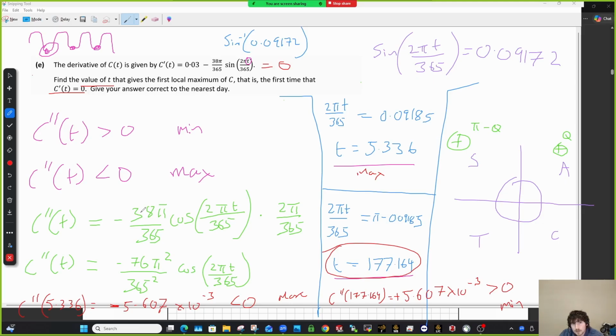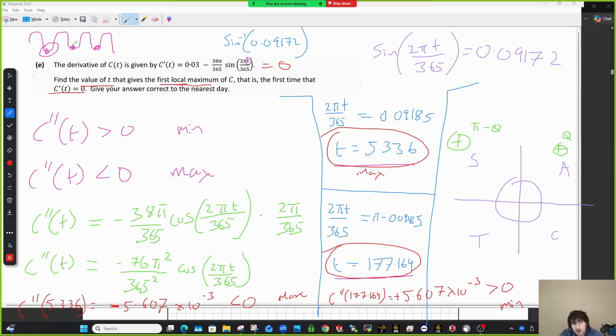Yeah, so that's hopefully okay for people. And then if it asked you when does the next local... Oh, it wanted the first local maximum. Sorry, I didn't read that properly. So that there is the first local maximum, of course. If it asked you for the next local maximum, that would be pretty tough, okay?